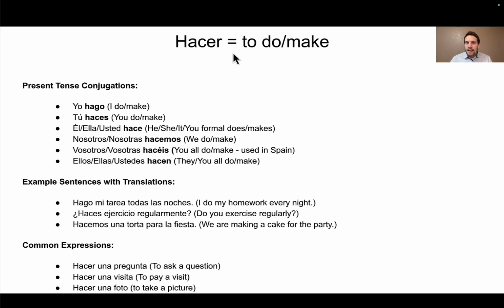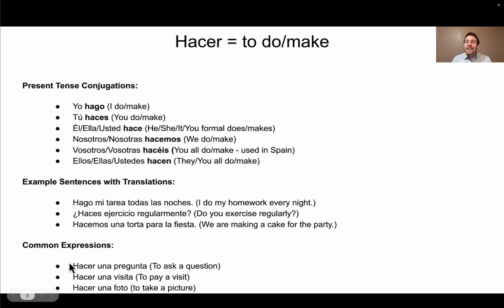Very common verb. Next up is hacer. Means like to do or to make something. Super common in Spanish. The way this is used is yo hago, haces, hace, hacemos, hacéis, hacen. You say, for example, sentences: hago mi tarea todas las noches. ¿Haces ejercicio regularmente? Hacemos una torta para la fiesta.